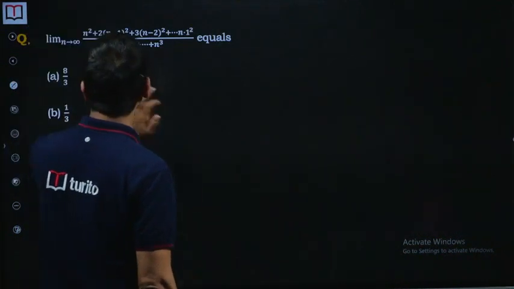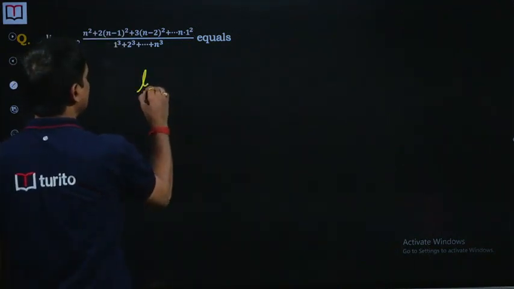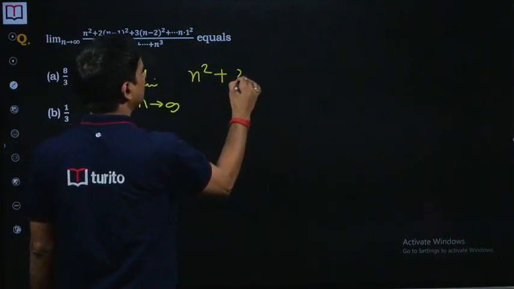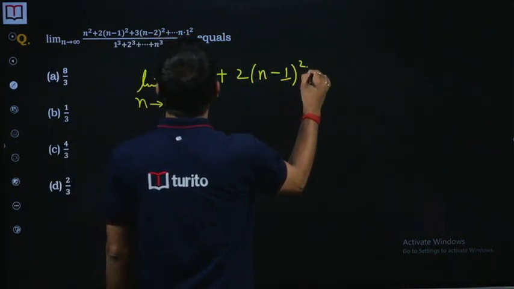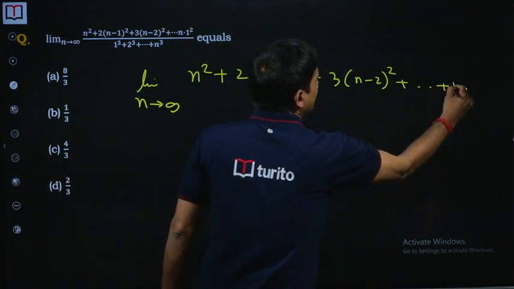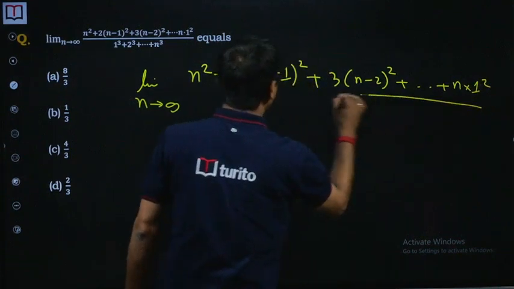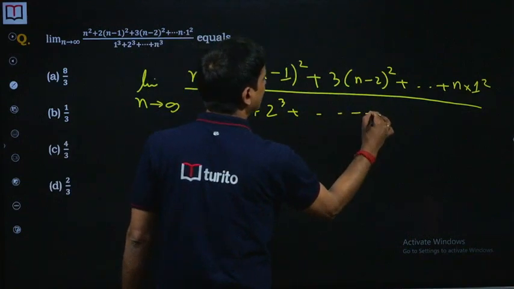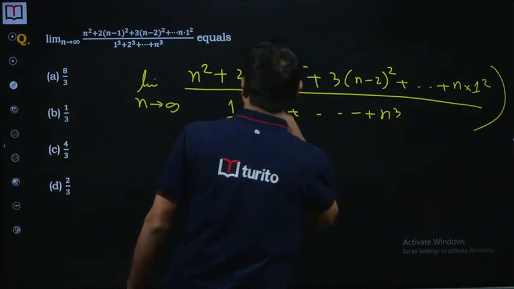Moving to the next question. The next question is: limit as n approaches infinity of (n square plus 2 into (n minus 1) whole square plus 3 into (n minus 2) whole square, and so on, n times 1 square) divided by (1 cube plus 2 cube plus dot dot dot n cube). So that's it.